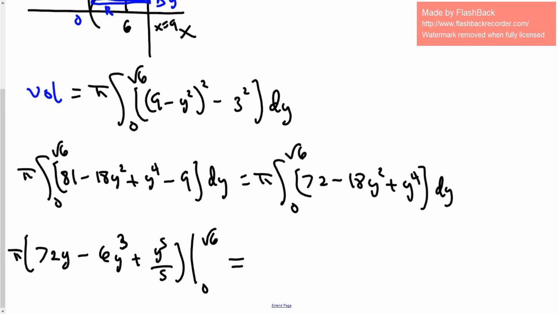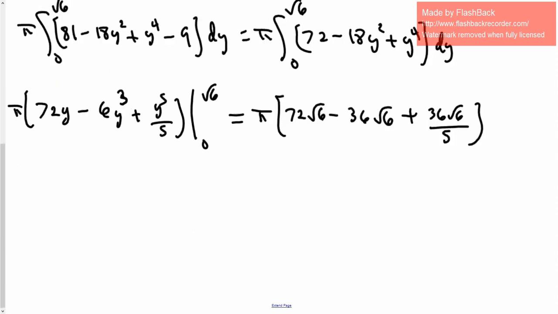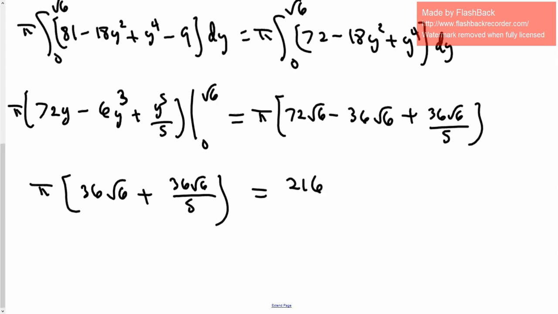Alrighty. So this gives us pi times brackets, 72 times the square root of 6 minus, this is 6 times the square root of 6 times the square root of 6 times the square root of 6, which becomes 6 times 6, 36 times the square root of 6, plus the square root of 6 times the square root of 6 is 6, another square root of 6 times the square root of 6 is 6, so that's 36 times the square root of 6, and that's over 5. So we have pi times 72 minus 36 is 36 times square root of 6 plus 36 times square root of 6 over 5. That gives us 36 times 5 plus 36. So 36 times 5 plus 36 is 216. Pi times the square root of 6 all over 5.